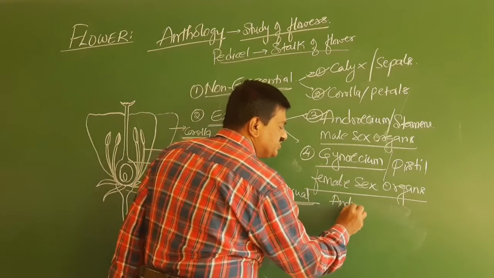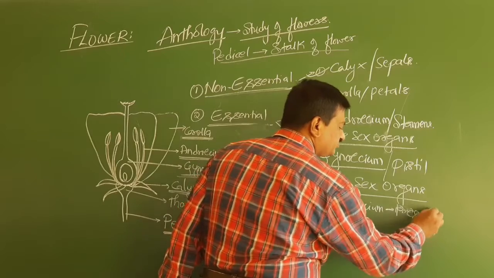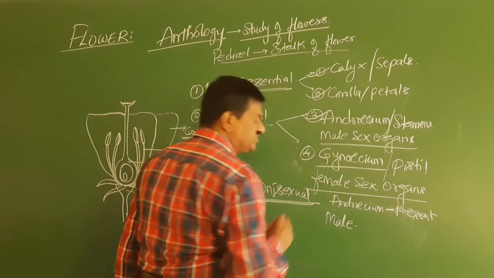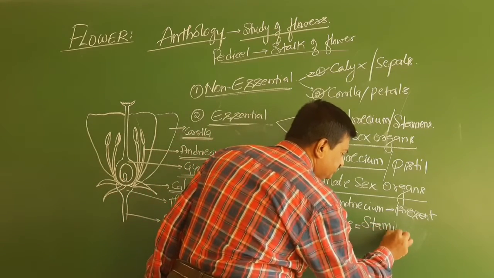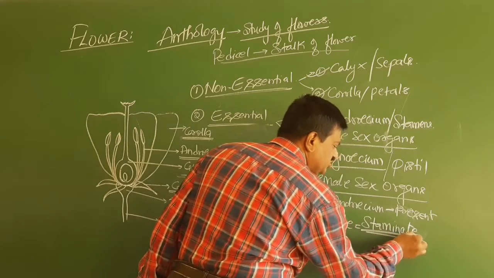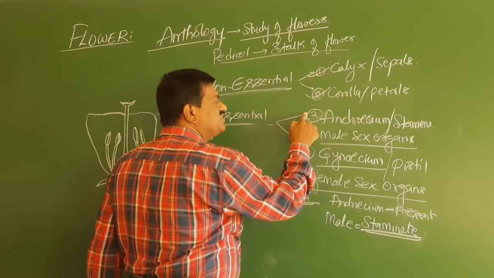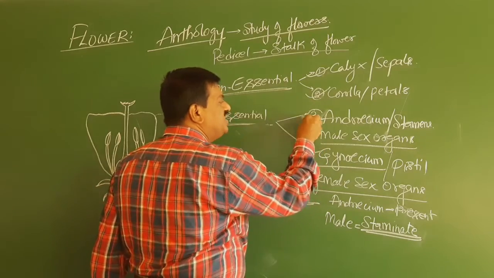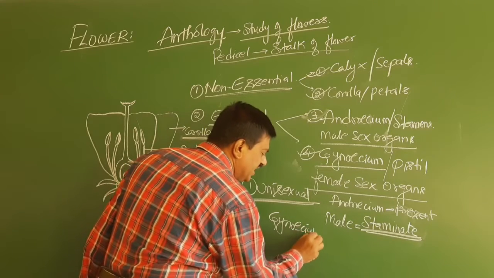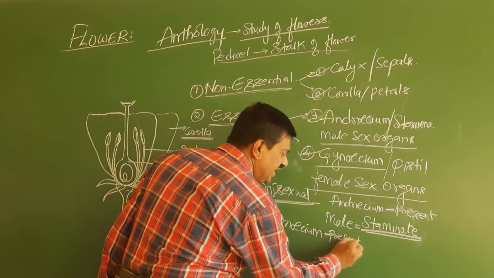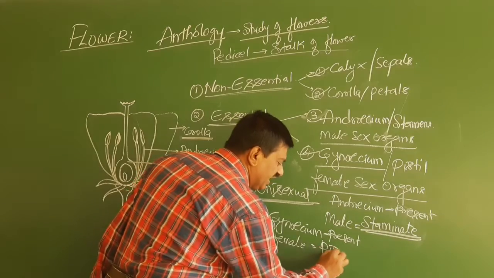Only androecium is present, so we use the word male sex, or male plant. This male plant is also called staminate. Only male sex organs are there, so we use the word staminate. Or calyx is there, corolla is there, androecium is not there, but gynoecium is there. Then it is called a female flower, since only gynoecium is present. It is called a female flower or female plant. The female plant is called pistillate.